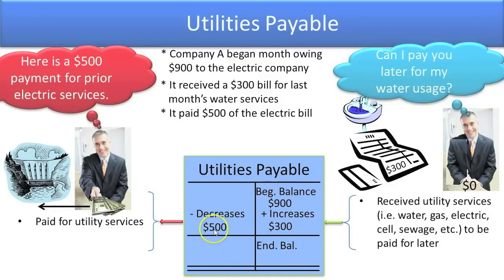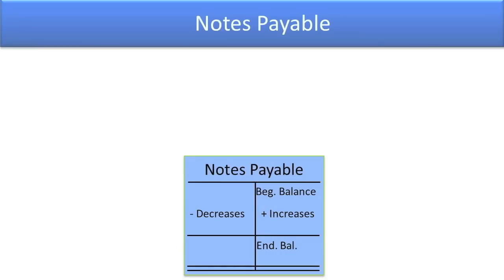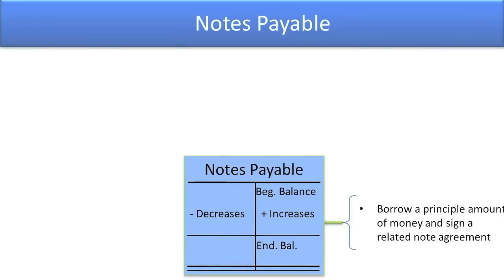How much does Company A now owe for utilities, water, electric, and any other utilities? Well, you take the $900 beginning balance plus $300 for the bills received for prior utility services. That's $1,200, less $500 payments for utility services. It still owes $700 in utilities payable. Notes payable represent amounts owed under note agreement.